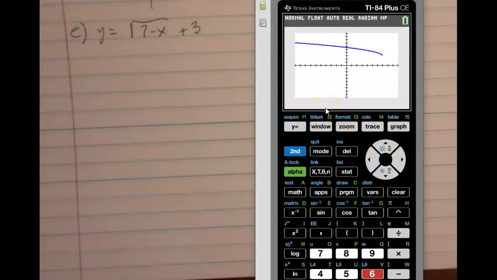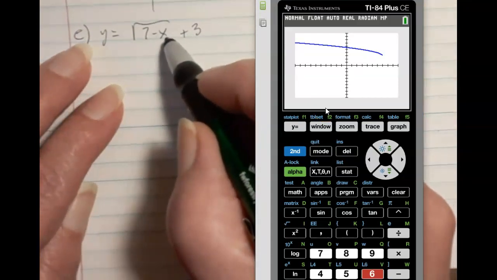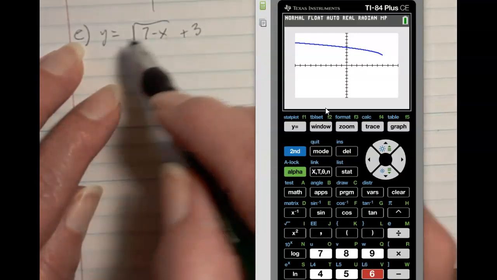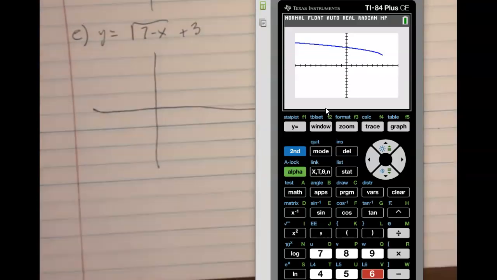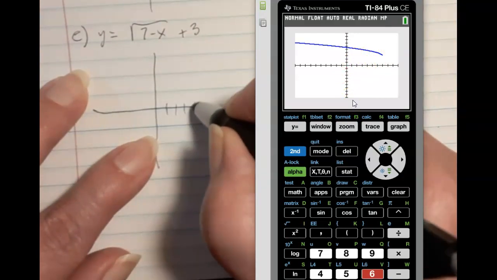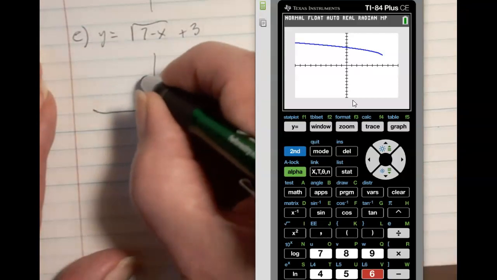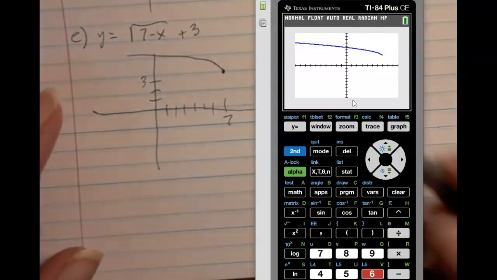So what I know for sure is that when I put x equals 7 in here, that's going to be the largest number I can put in. So 7, and then y is equal to 3. So that gives me that point out here on the graph. It gives me the bottom point of the square root graph. So 7, 3, 1, 2, 3, 4, 5, 6, 7. You don't need to put a whole bunch of tick marks on, just the ones that are relevant. 3. So I need this, and then it swishes this way. That's all I'm going to need for it.